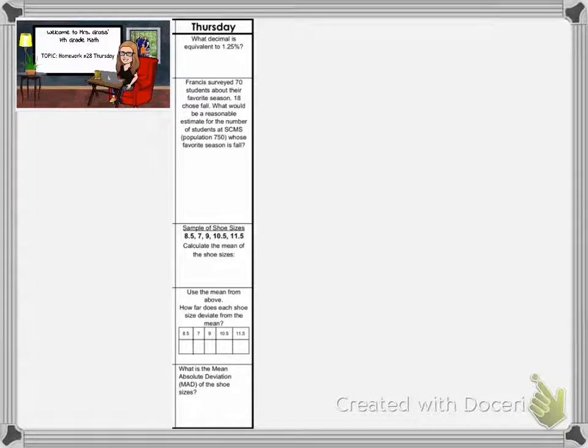Question number 1. What decimal is equivalent to 1.25%? And when we write this as 1.25%, we're going to figure out what decimal form that is. Kind of like what I was saying before, you want to move it 2 to the left. And so your answer is going to be 0.0125. And you could put a 0 in front of that if you want to. So it would be 0.0125.